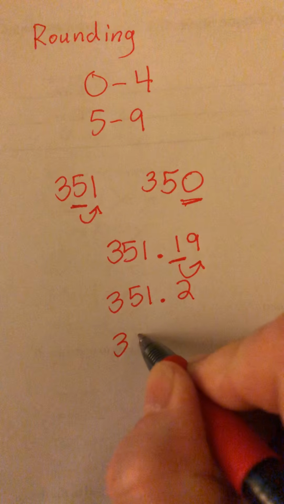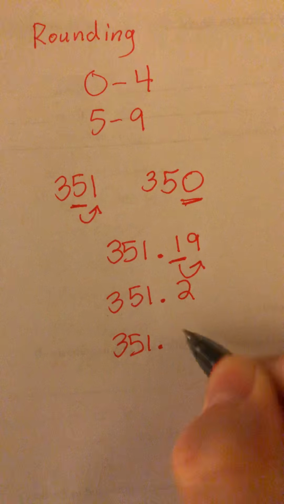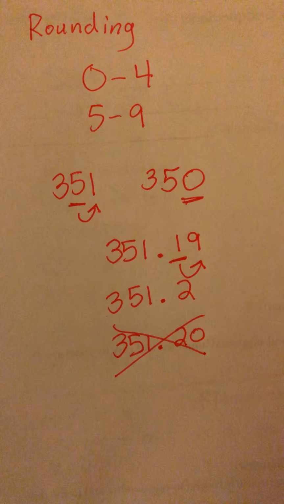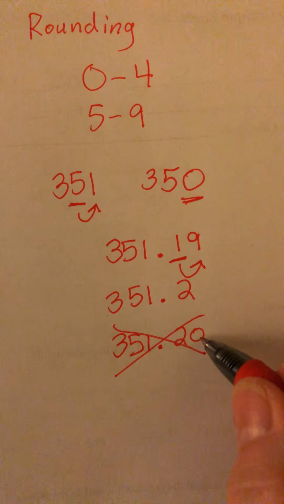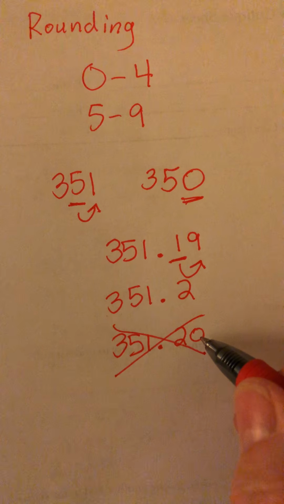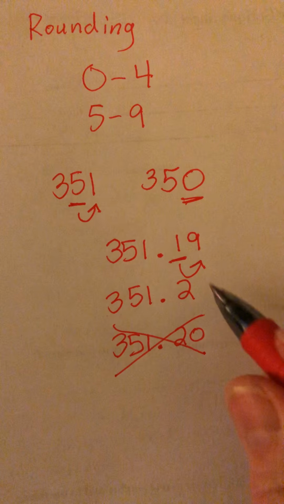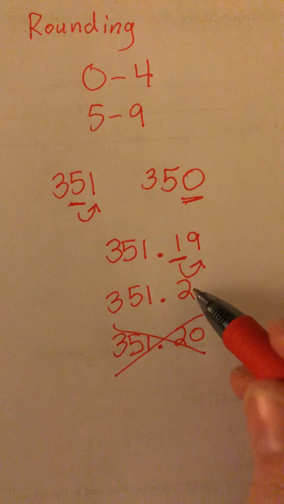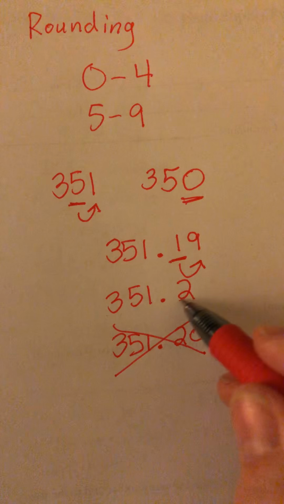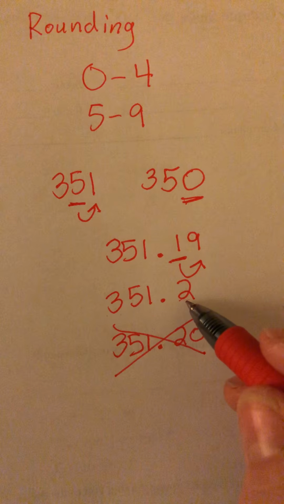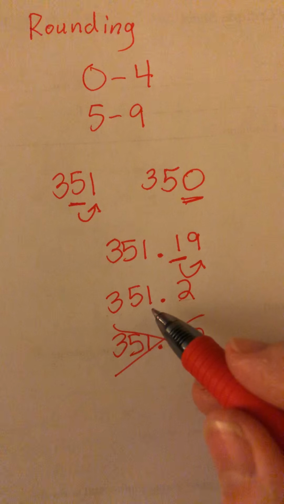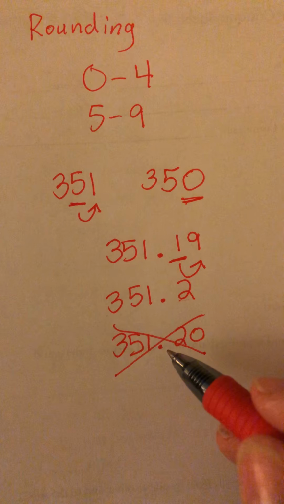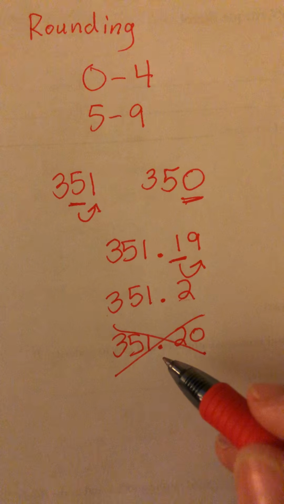I am not going to put 351.20. That is not correct because that suggests that I've measured it closely enough to know that I have 20 hundredths. I really only have 19 hundredths. So I can only put to the exact decimal digit that I'm rounding to. So 351.2 is correct. 351.20 is incorrect.